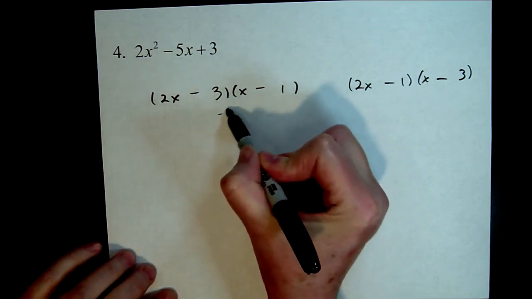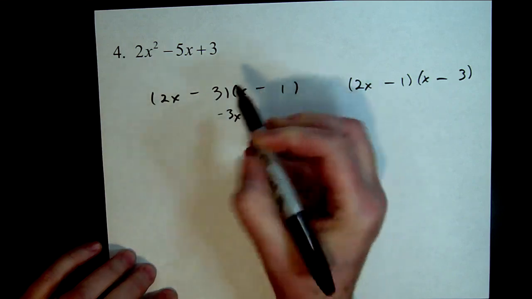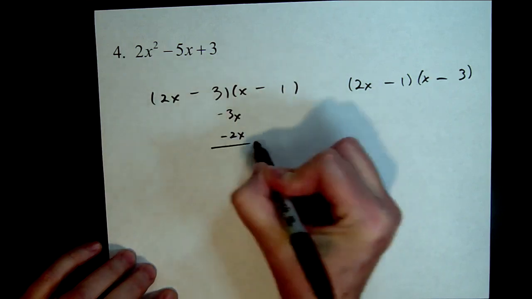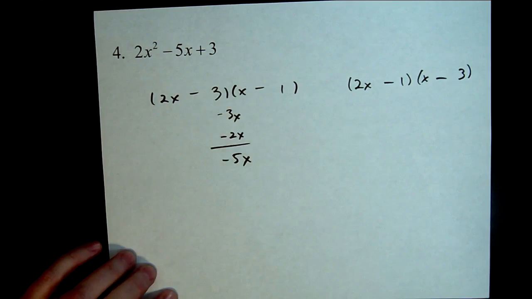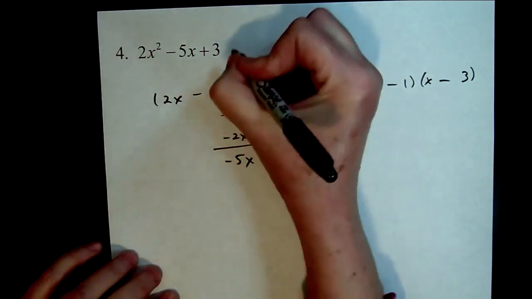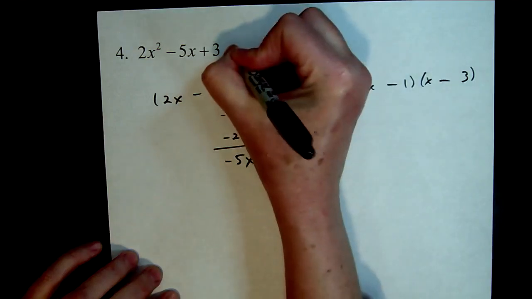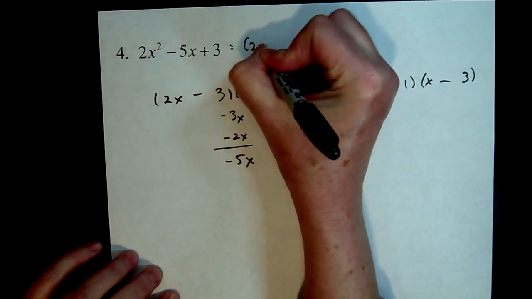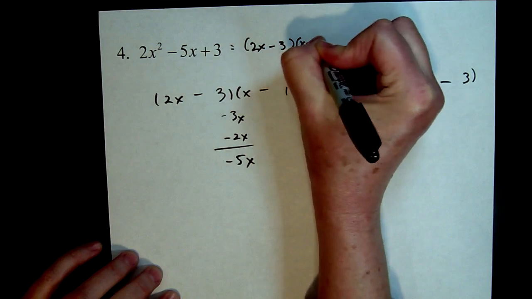My inner terms would give me a minus 3x. My outer terms would give me a negative 2x, and those combine to give me negative 5x, so that's the one I want. So I'm not even going to check this one. I know I've already got the one I want. 2x minus 3, x minus 1.